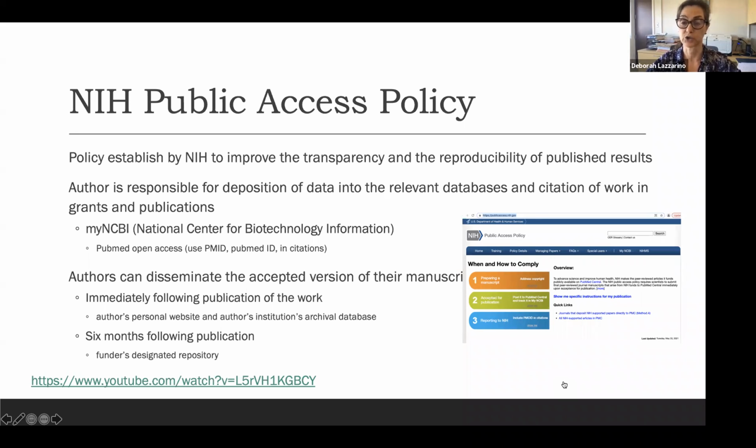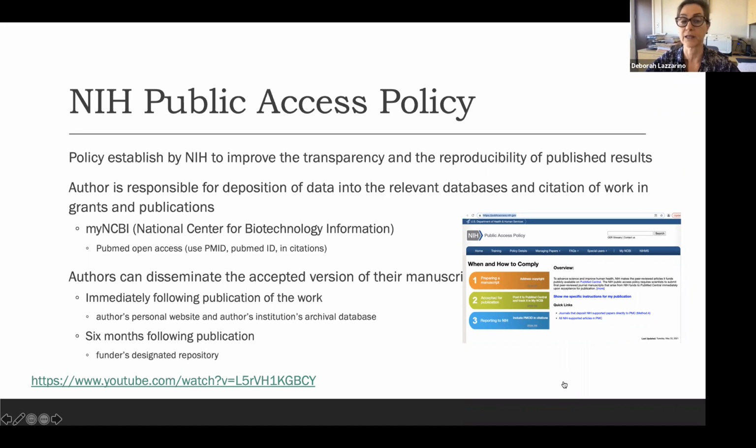I show a screenshot on the right where they basically walk you through the whole process. And the university libraries are actually very good resources for this process as well. You want to make sure early on that the journal does comply with the public access policy. There's a resource on NIH through the National Center for Biotechnology Information, where an author or a faculty member will create their identification, and they can put in the various data and publications into the database that way. It's very easy to do.